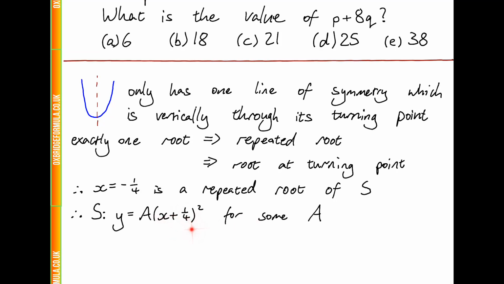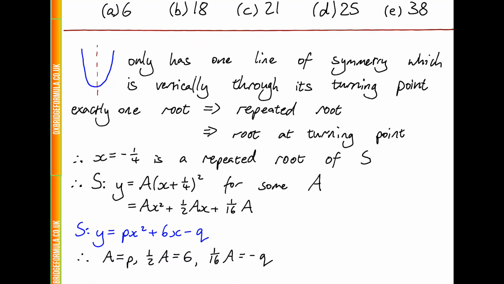And now if we expand that out, we get a times x squared plus a half times a times x plus 1/16 times a. So this is the equation for S, but we've already been given the equation for S in the question, which is px squared plus 6x minus q. So now what can we do?